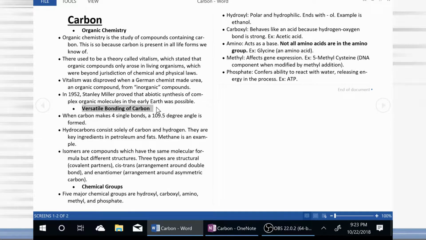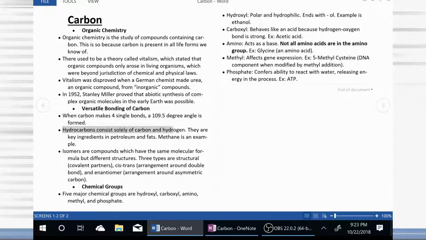Now let's address our second theme, which is the versatile bonding of carbon. So when carbon makes 4 single bonds, a 109.5 degree angle is formed. So carbon always forms a tetrahedron when it makes 4 single bonds. So tetrahedron, think of that as a square pyramid, if you will, and often is a 109.5 degree angle. But in some cases it can be less when the atoms like to basically huddle near each other due to various forces between those atoms.